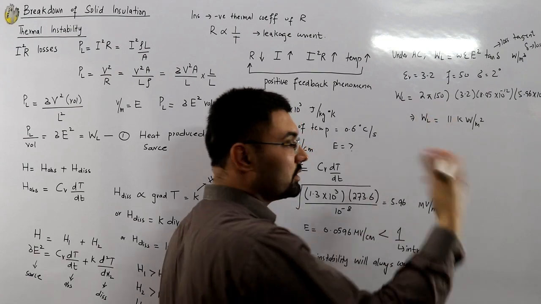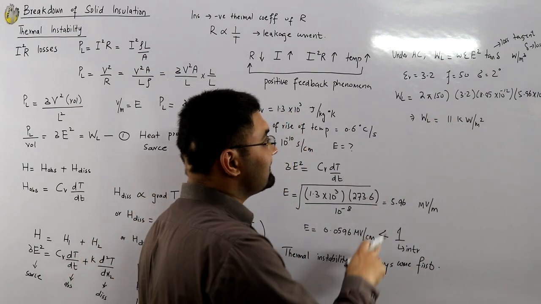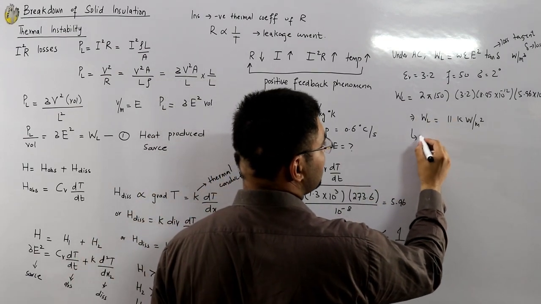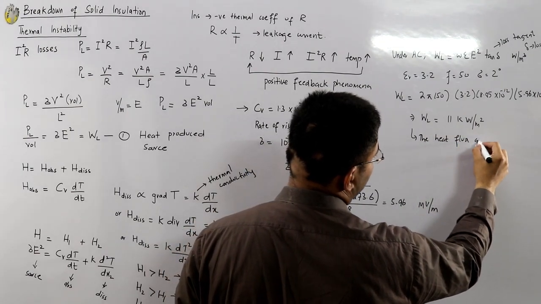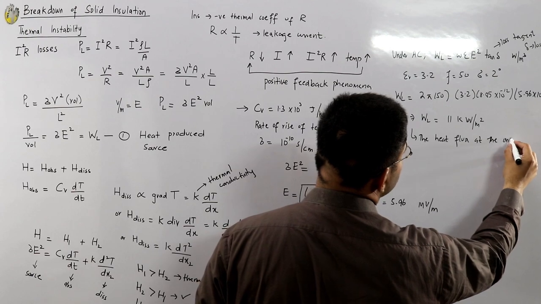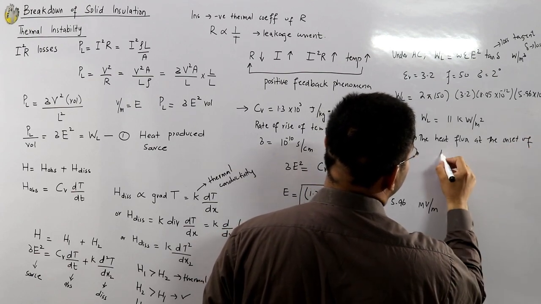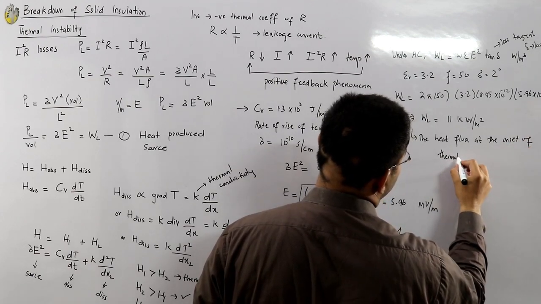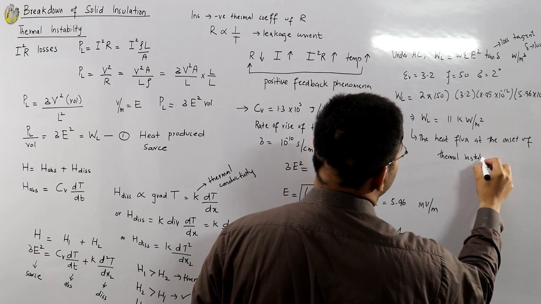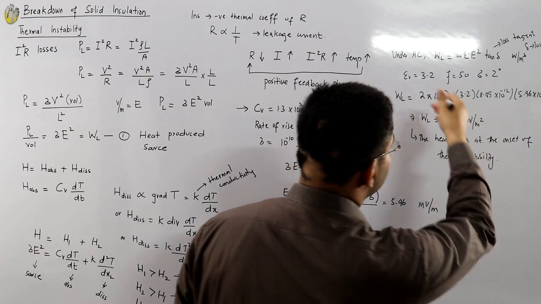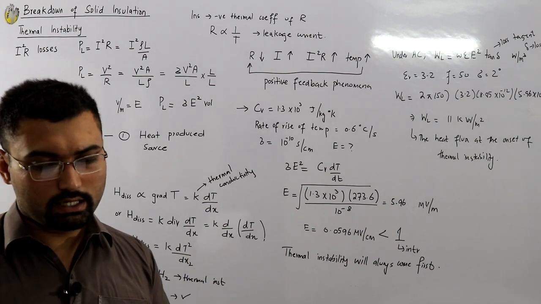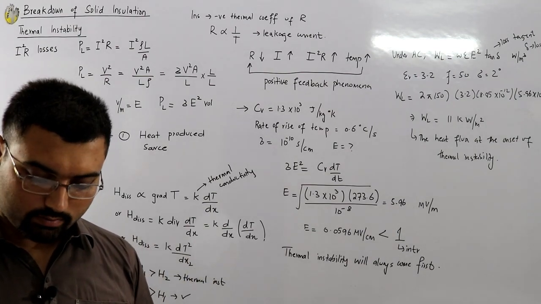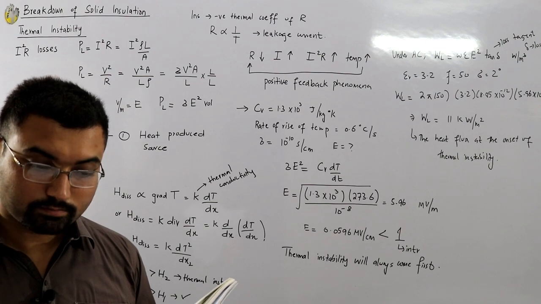Have a look. This is a huge amount of flux. This is that heat flux, the heat flux at the onset of thermal instability. From where the thermal instability has started, this is the heat flux where it will start. The heat flux at the onset of thermal instability.